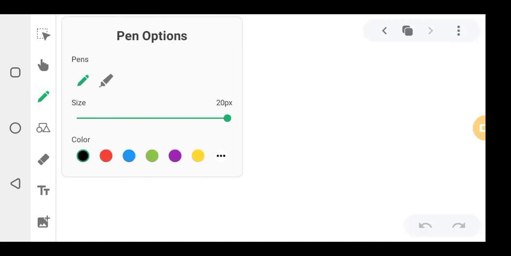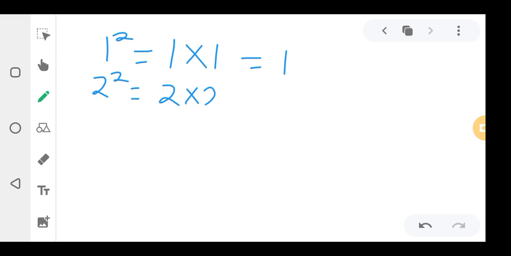There are certain things that you're supposed to know. For example, things to know. If I write 1 squared, what I mean is 1 times 1, which is equal to 1. If I write 2 squared, I mean 2 times 2, which is equal to 4. So meaning 4 is a perfect square because it's from 2 squared.